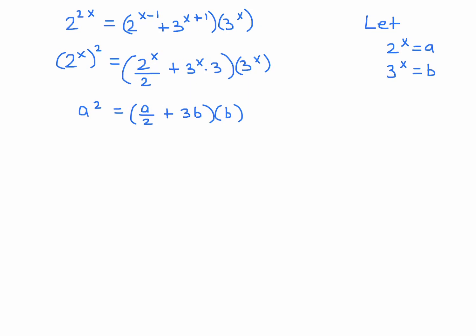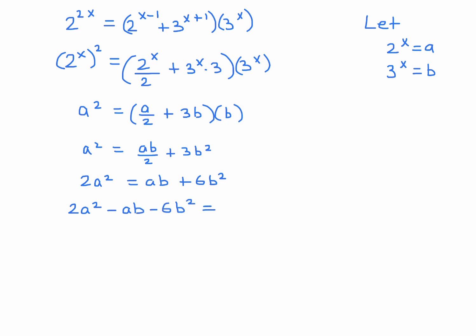Okay, so as you can see, it's kind of pretty now. Let's move through this, multiply, and we get ab over 2 plus 3b squared. Multiply through by 2, and we get 2a squared is equal to ab plus 6b squared. Put everything on one side, and we get 2a squared minus ab minus 6b squared is equal to 0.